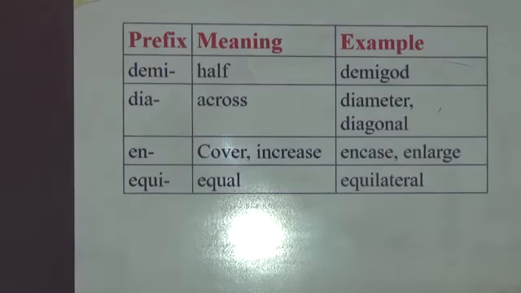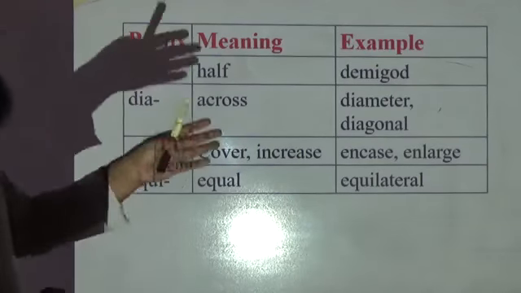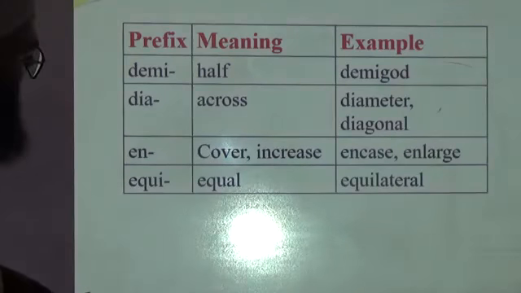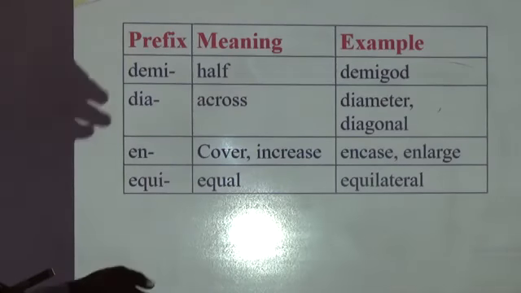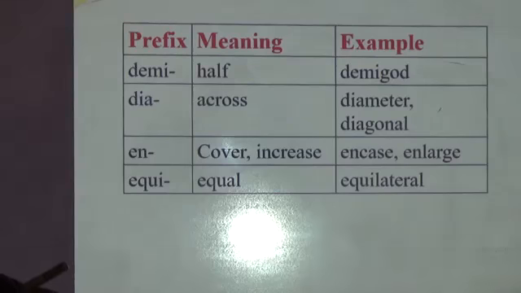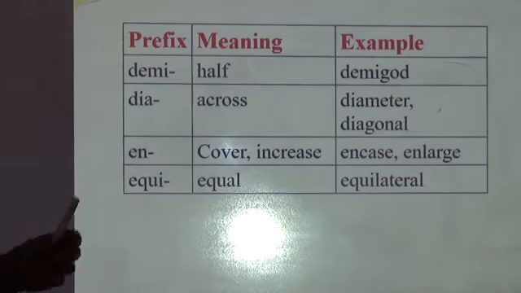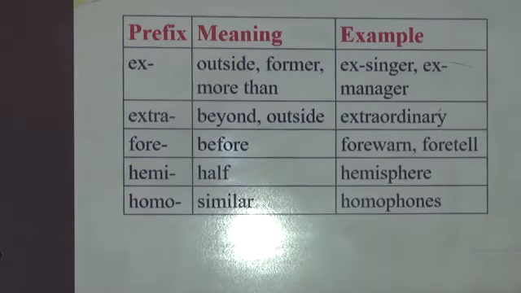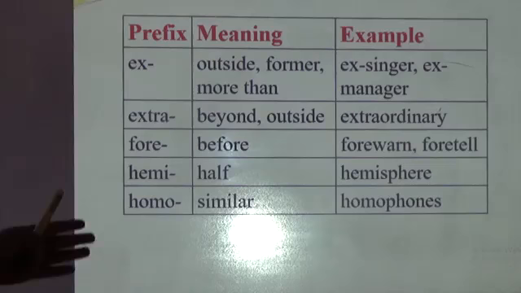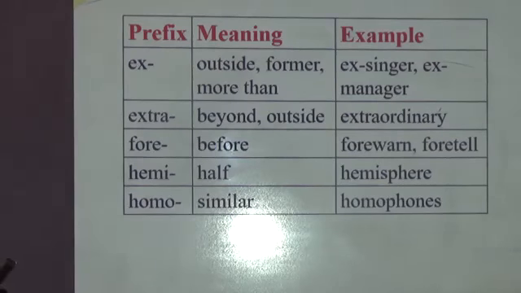God, demi, that means half. Demigod, half god. Dia, across, diameter, diagonal. Perimeter, diagonal. En, in, cover, increase, encase, enlarge, making large. Equ, equal, equilateral, equal sides. Ex, outside, former, more than. Ex-singer, ex-manager, ex-chairman, ex-principal. That's all making with ex.